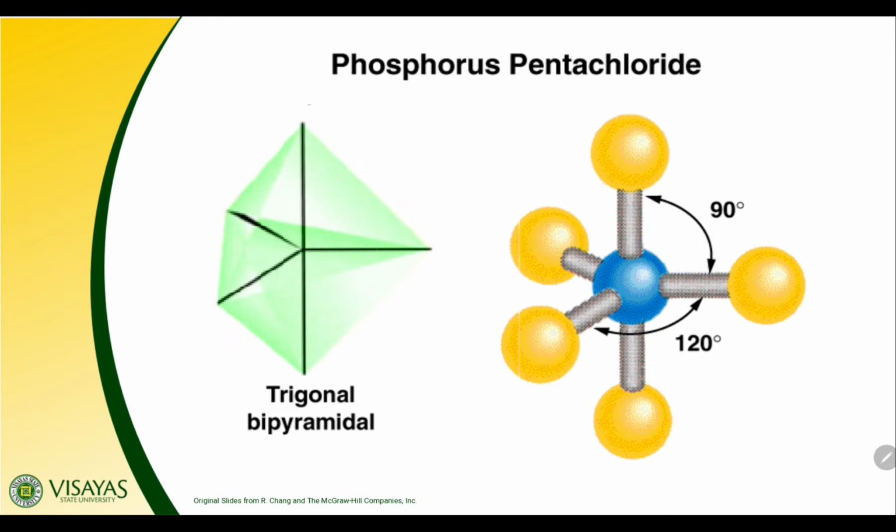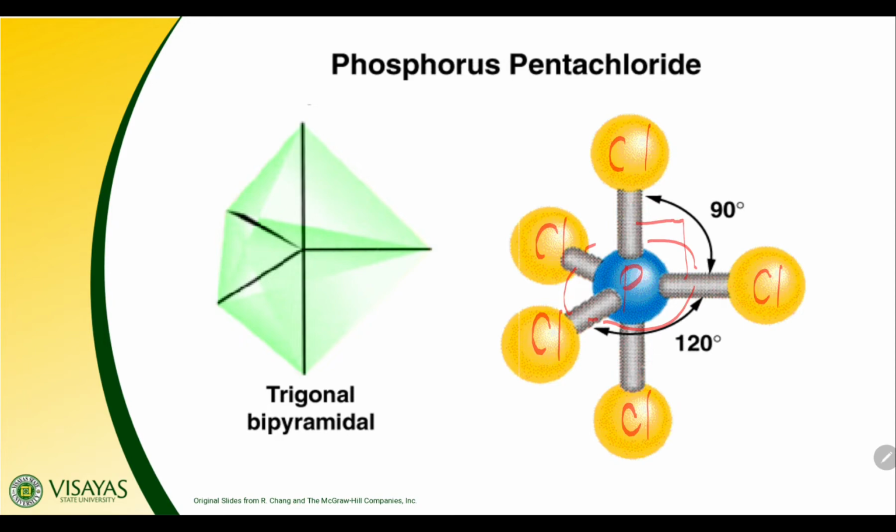An example of an AB5 molecule is phosphorus pentachloride. So we have our phosphorus in the center, and we have the 5 chlorine atoms. The bond angle here is 120 for the base. So we have 120 here, 120, and another 120. For this one here, we have a 90-degree bond angle.